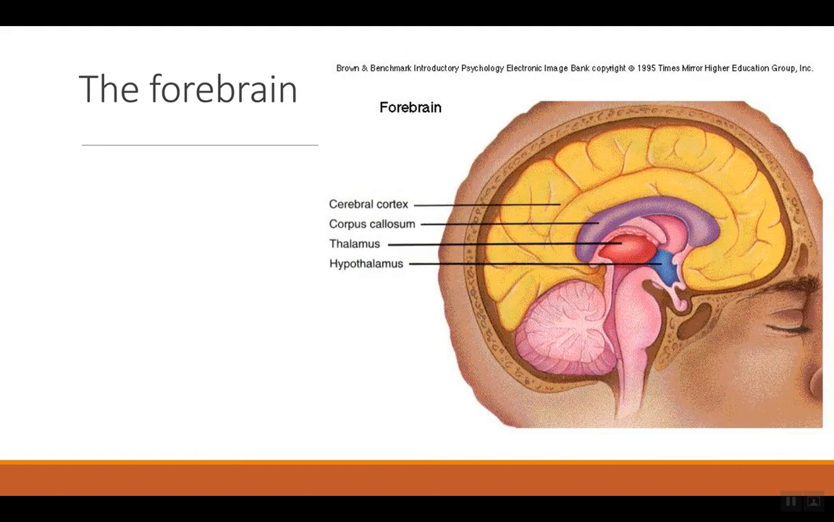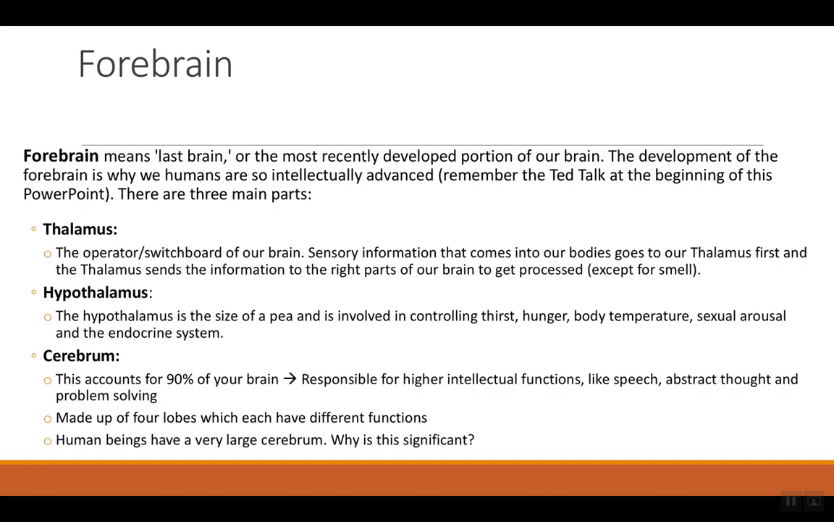The last part of our brain, the forebrain. And again, we've got a few important parts within there. The cerebral cortex, the corpus callosum, the thalamus, and the hypothalamus. Okay? The forebrain, called fore because it means last brain. So that's the most recently developed portion of the brain.